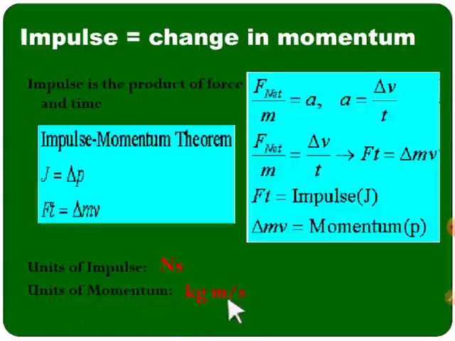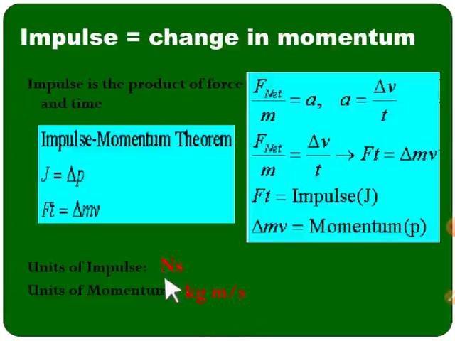Kg meter per second. But as we have seen from the impulse momentum theory, impulse is equal to change in momentum. So the SI unit of change in momentum will also be kg meter per second, and for impulse it is Newton second. So impulse is in Newton second, and momentum is in kg meter per second.